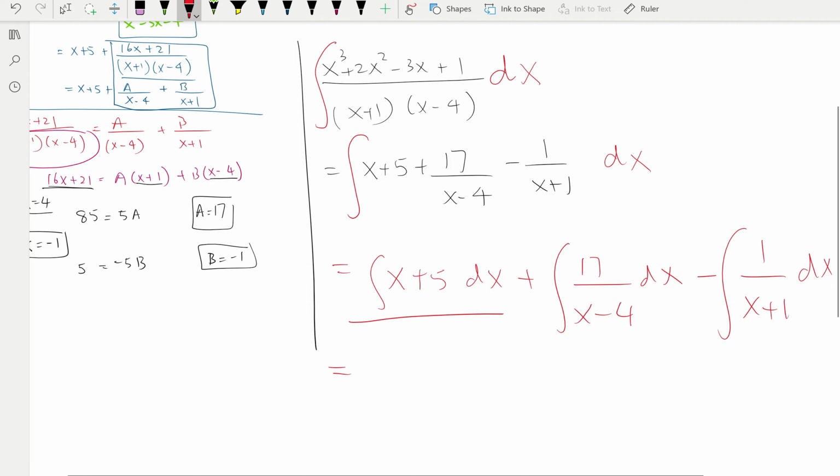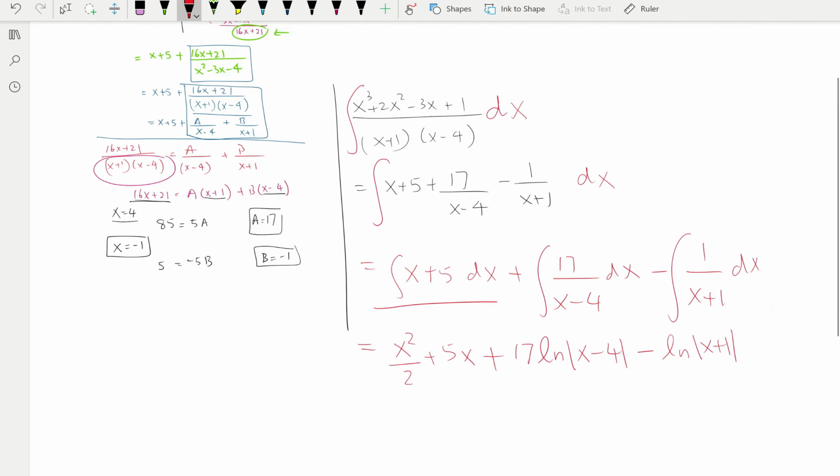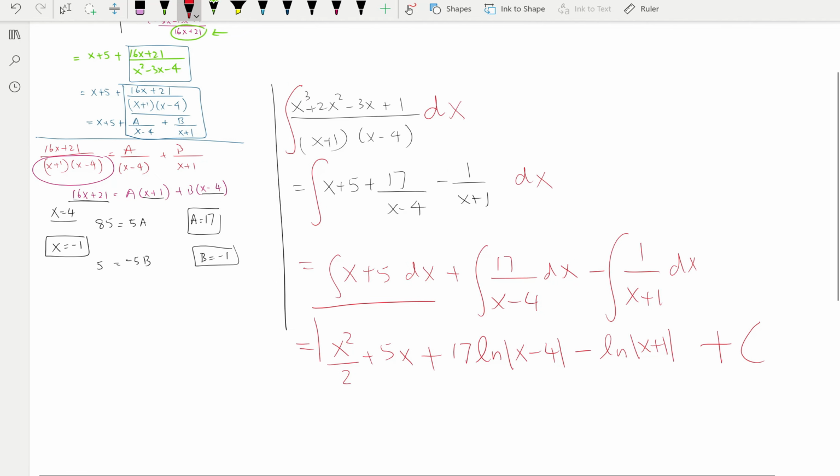Okay, so if you integrate x plus 5, you get x squared over 2 plus 5x. Now if you integrate 17 over x minus 4, you get 17 natural log absolute value of x minus 4, minus natural log absolute value of x plus 1. And don't forget plus c. Alright, so that's the answer.